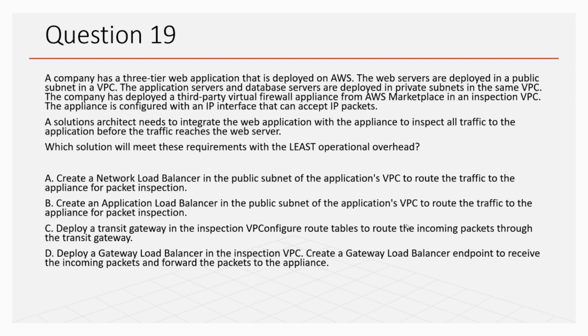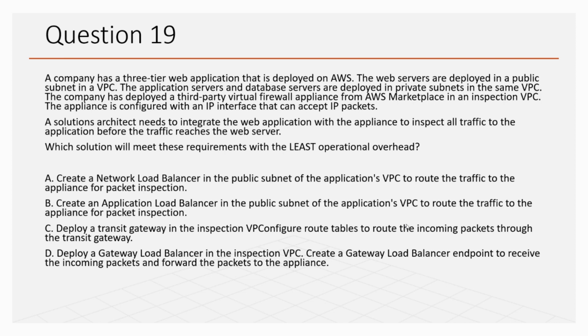Which solution will meet these requirements with the least operational overhead? The options are: A. Create a network load balancer in the public subnet of the application's VPC to route the traffic to the appliance for packet inspection. Option B. Create an application load balancer in the public subnet of the application's VPC to route the traffic to the appliance for packet inspection.